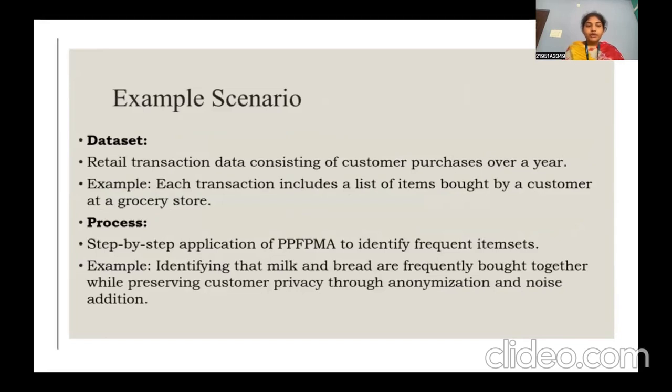Example scenario. Dataset: retail transaction data consisting of customer purchases over a year. Example: each transaction includes a list of items bought by a customer at a grocery store. Process: step-by-step application of PPFP-MA to identify the frequent item sets, identifying that milk and bread are frequently bought together while preserving customer privacy through anonymization and noise addition.